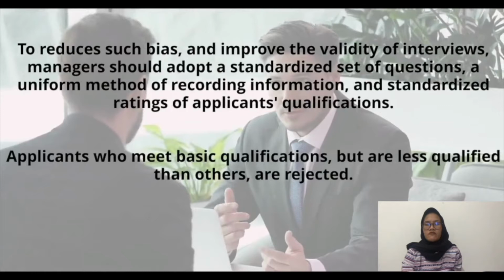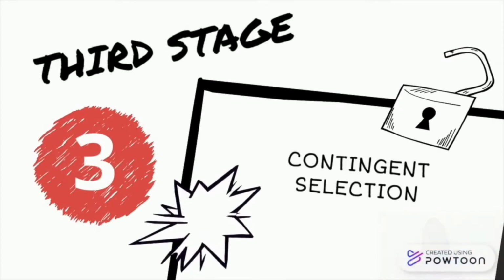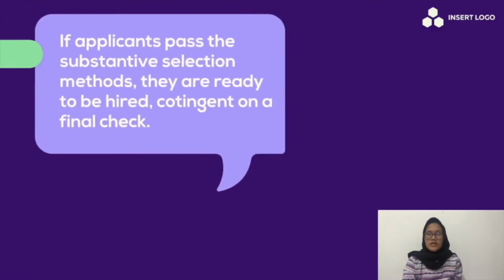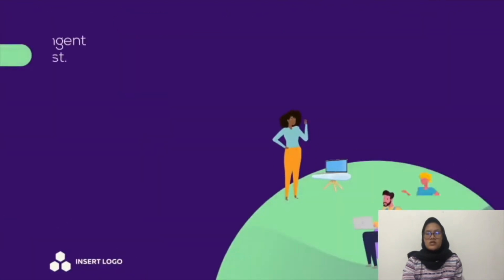Applicants who meet basic qualifications but are less qualified than others are rejected. The last stage is contingent selection. If applicants pass the substantive selection methods, they are ready to be hired contingent on a final check. One common contingent method is a drug test.